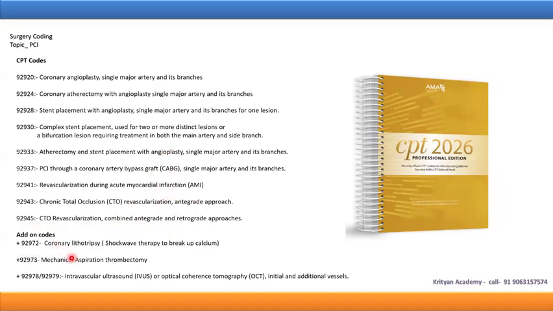Then these are the other add-on codes, where you can see 92972, coronary lithotripsy. This is shockwave therapy to break up calcium only. And 92973 is the aspiration thrombectomy. And the other codes, 92978 and 92979, are intravascular ultrasound or optical coherence tomography, OCT, initial and additional vessels. So we need to check whether it's an initial vessel or whether they are also performing it for additional vessels. Accordingly, we can use the set of codes only. All these codes you can find in your CPT 2026 updated book.